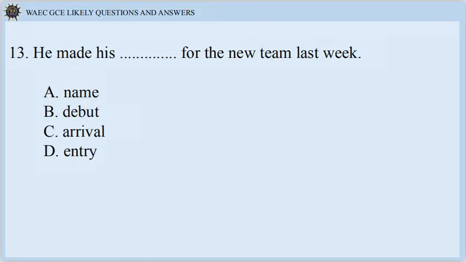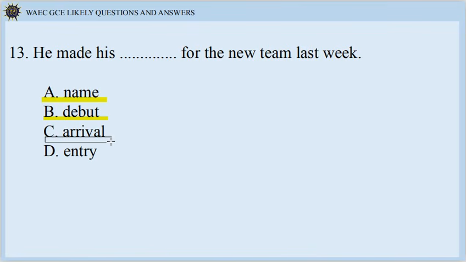Question 13. He made his dash for the new team last week. A. Name. B. Debut. C. Arrival. D. Entry. Option A, name, refers to a word that is used to identify someone or something. Option B, debut, means the first public appearance or performance.